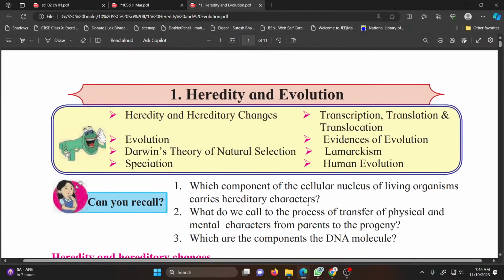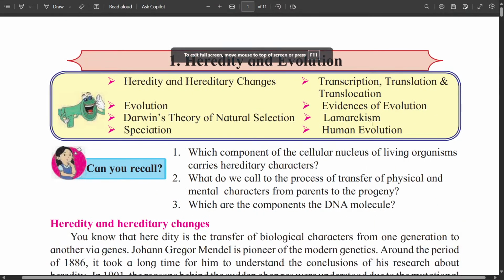Heredity and evolution. Hereditary changes, transcription, translation and translocation. Which component of the cellular nucleus of a living organism carries hereditary characters? Chromosomes, they carry the hereditary characters.